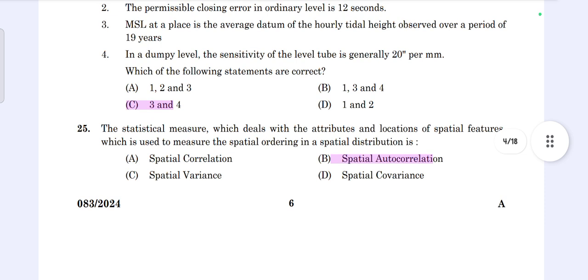Question number 25. The statistical measure which deals with the attributes and locations of spatial features, which is used to measure the spatial ordering in a spatial distribution, is spatial autocorrelation.